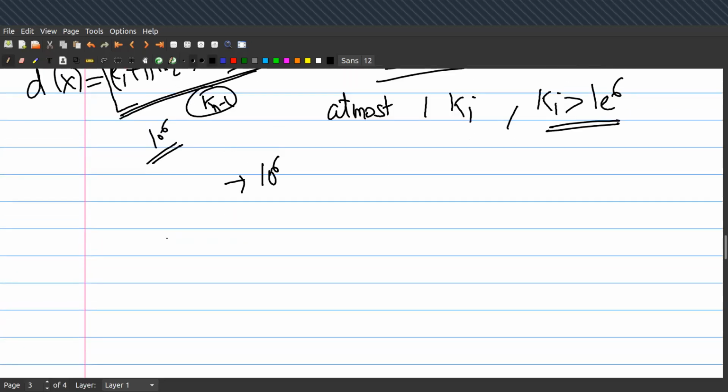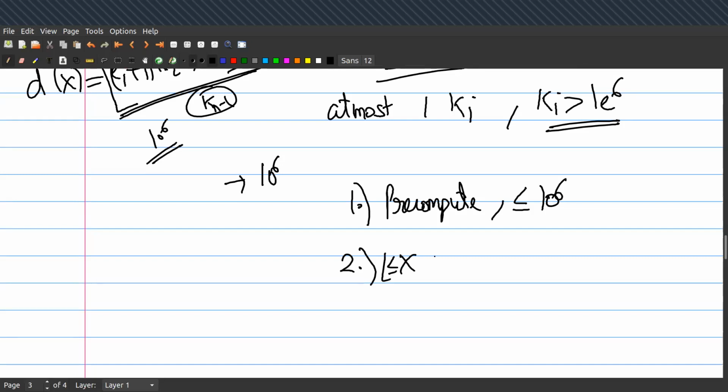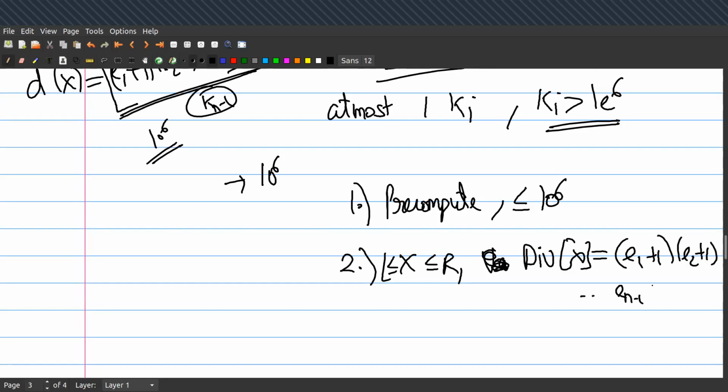So the first step is to pre-compute all the primes till 10 to the power 6. Second, compute the value for every x that is less than or equal to r. Divisor of x is equal to e1 plus 1 star e2 plus 1 up till en minus 1 plus 1, where these are the powers of all the primes which are less than 10 to the power 6, and we leave one spot for the prime which is greater than 10 to the power 6.